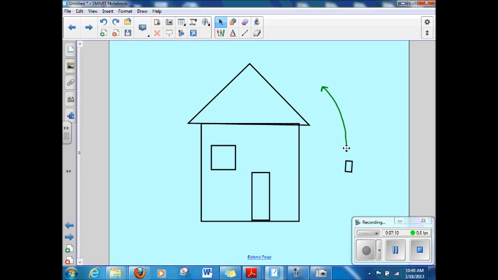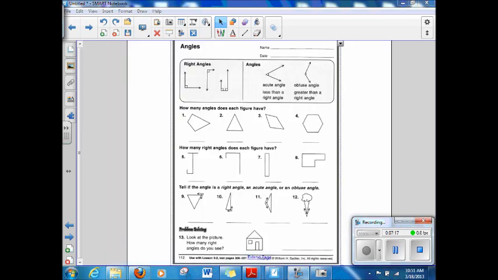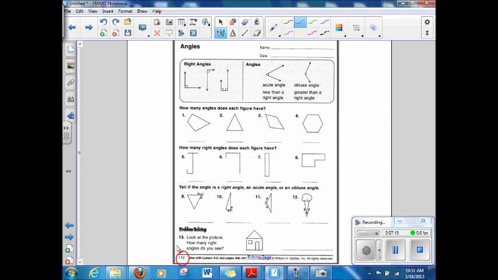And if you would take a look at your workbook page now, this is page 112. And we talked today about angles, and we said angles were made from two rays that start at the same point. Then we talked about different kinds of angles. We talked about right angles, and we talked about an acute angle being less than a right angle, and we talked about obtuse angles being greater than a right angle.